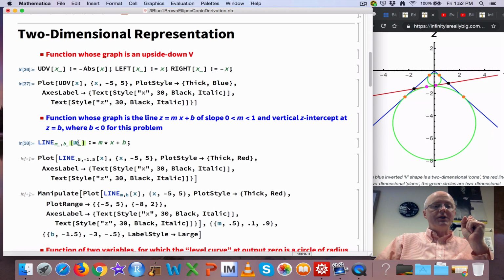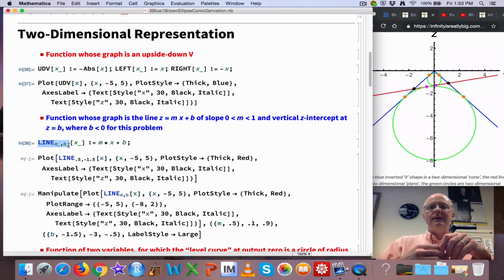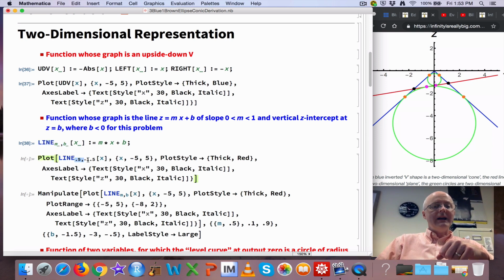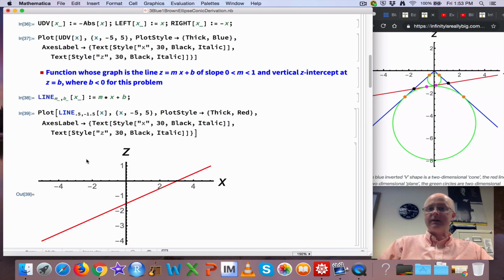Notice in this function here, x is the main variable. I put m and b as subscripts here. I didn't actually have to do that, but conceptually, in my mind, it's a good idea because it reminds me that those are parameters that can change, and different values of m and b give me different lines. But if I plug in specific values for m and b, like m is 0.5 and b is negative 1.5, then I can put it in the plot and get a plot of a specific line.